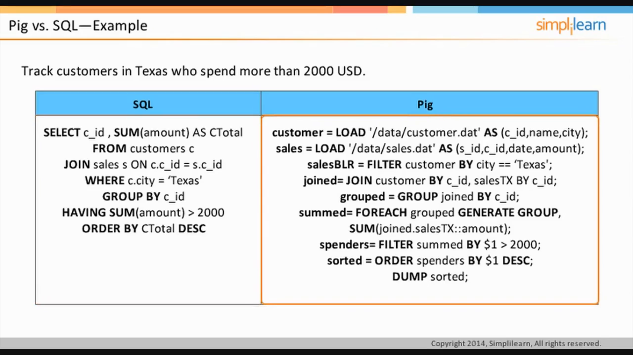In Pig, you create two entities, customer and sales, where you load equivalent data with the schema. You filter the customer based on the city as Texas. Both data are joined together using the C_ID row. The sum of the amount of individual C_ID is calculated. Separate those customers who spend more than $2,000. Later, we sort the customers in descending order. In the next screen, let us install Pig.